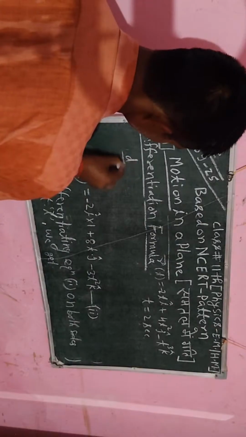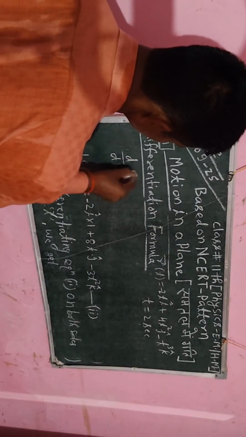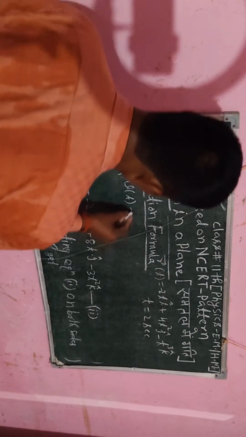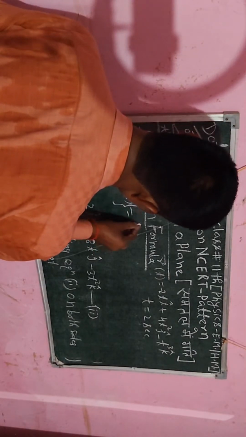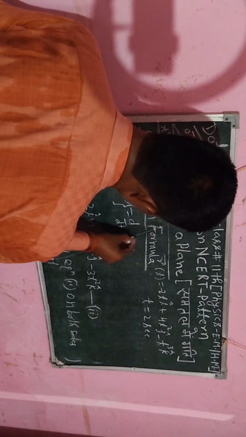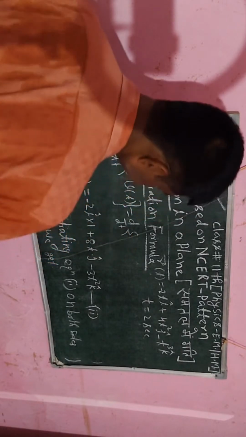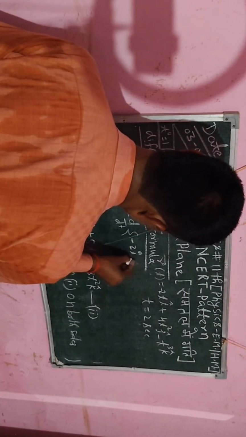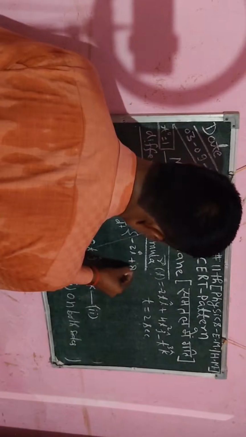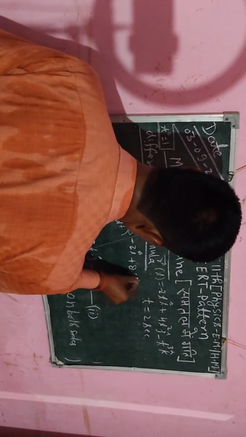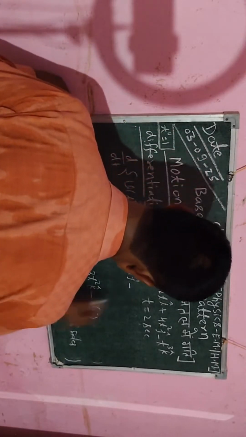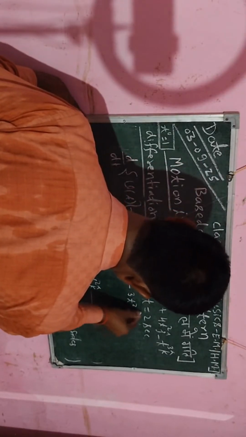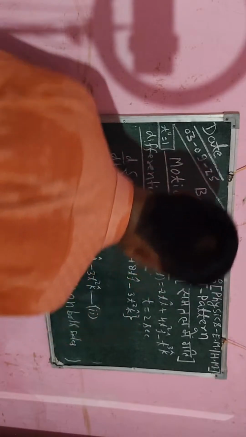So I will get dv/dt, and here in the bracket I will write v of t. On the right hand side I will write dv/dt, and then here in the bracket I will write -2 vector i cap + 8t vector j cap - 3t square vector k cap. Okay, I will write it here.